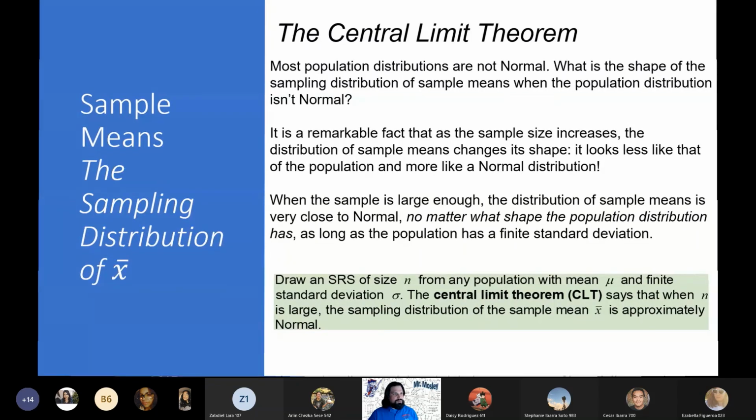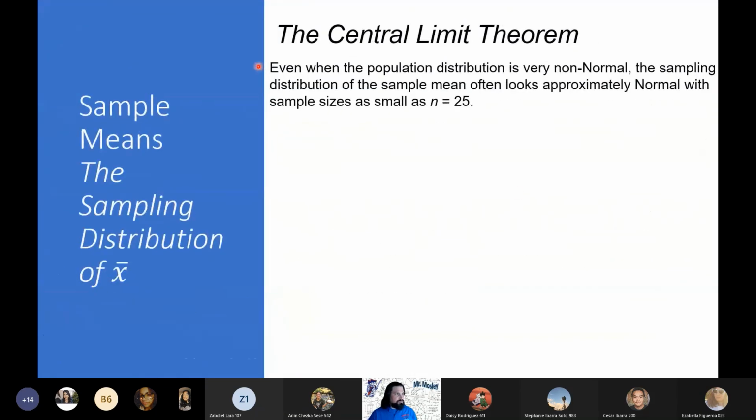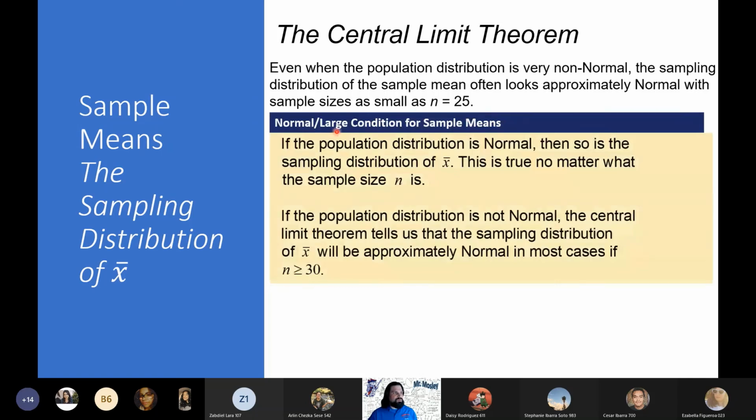So we will sum this up on the next slide here. Again, even when the population is very non-normal, the sampling distribution of the sample mean often looks approximately normal with sample sizes as small as n equals 25. So we have the normal large condition for sample means.